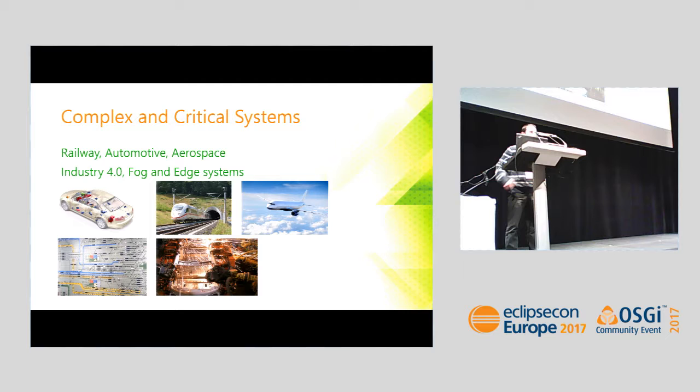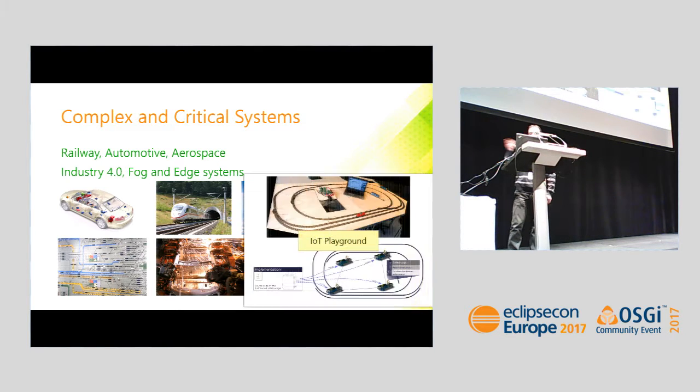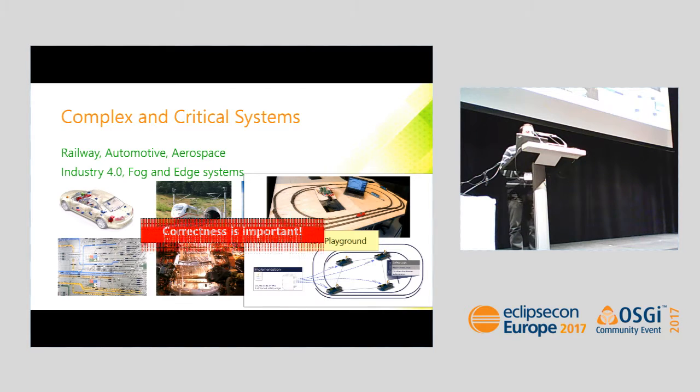The domain that we target with this system is the development of complex and critical systems such as railway, automotive, aerospace. And if you went to the IoT playground, you might also have met us at the model-based demonstrator for smart and safe systems, where we had a distributed safety critical system under a railway table. So, for such systems, correctness is important.